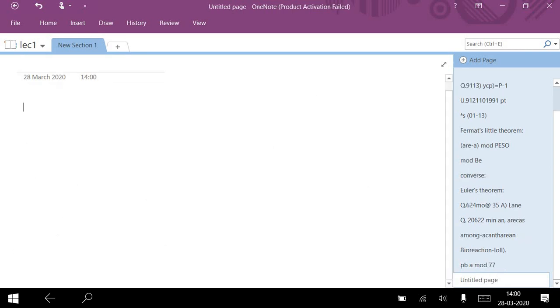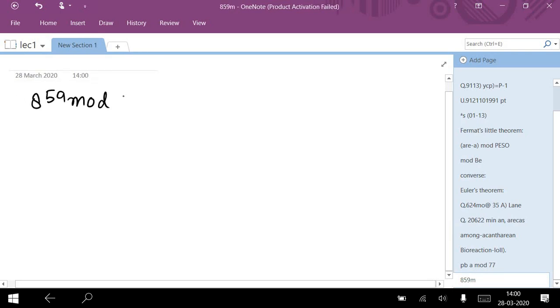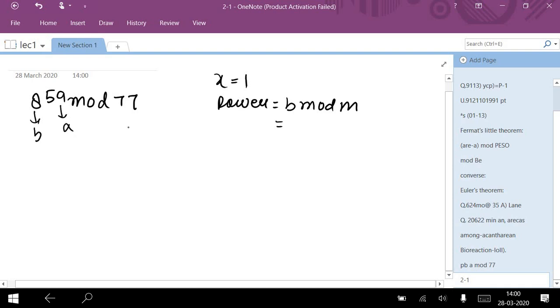So my equation is a to the power 59 mod 77, x equal to 1, power equal to b mod m. This is your b, this is your a, and this is your m. So b mod m is 8 mod 77, which is 8. Now the value of a is 59.